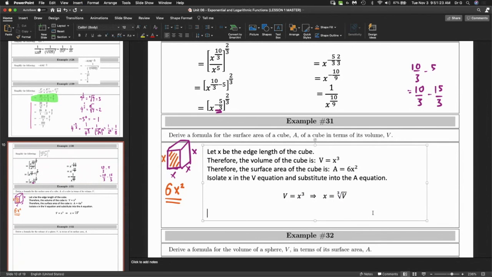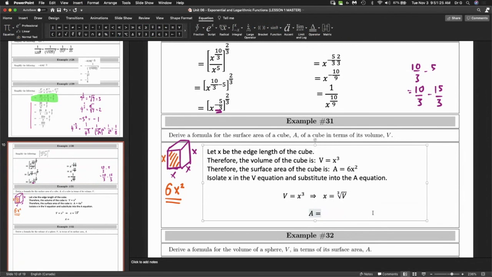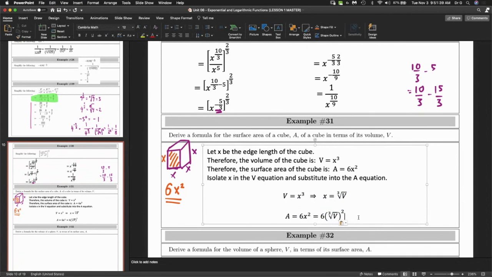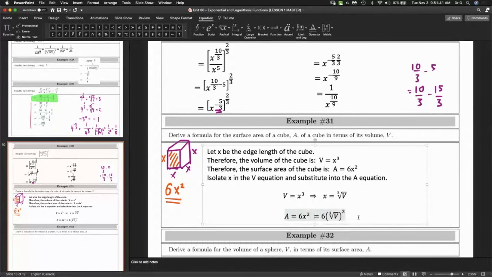So we can plug that in now. So a equals 6x squared, which equals 6 times something squared. And what something is that? Well, I can plug this in right here. And that's the answer. That's the answer. See you later.